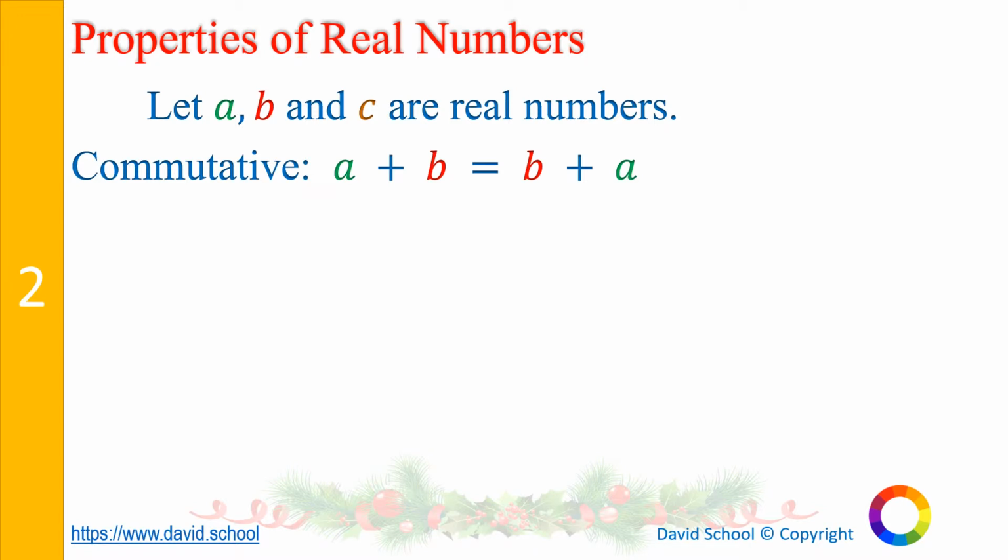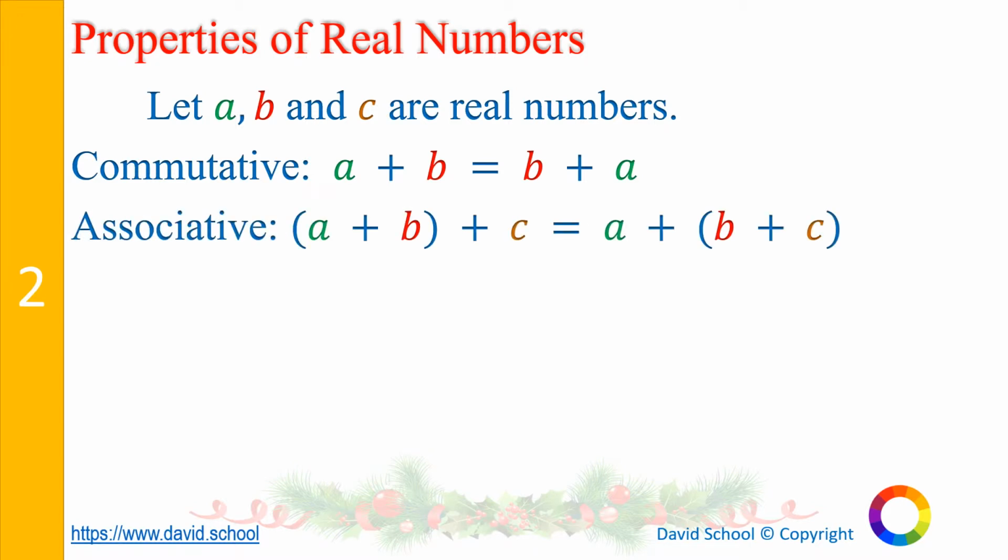Now we see the associative property. A, B, and C are real numbers, and we group them in a different way, but still we get the same result. A plus B in one group and add it to C, and on the right side, B plus C is one group and add it to A. We get the same result. This is the associative property. Associative is true under multiplication also, but it is not true for subtraction.